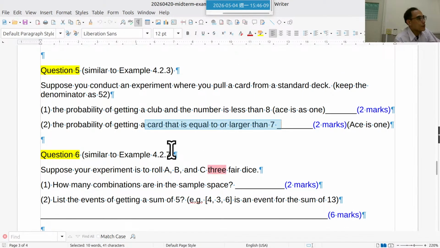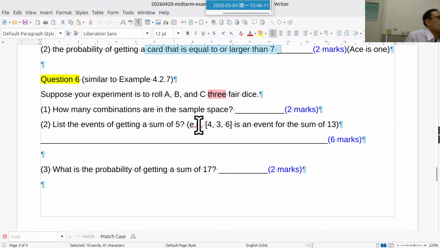Next question. Question number 6. Suppose your experiment is to roll three fair dice. Sorry, in the past I didn't know that dice is the plural form; I called it dices. Okay, three fair dice over there, and how many combinations are in the sample space?